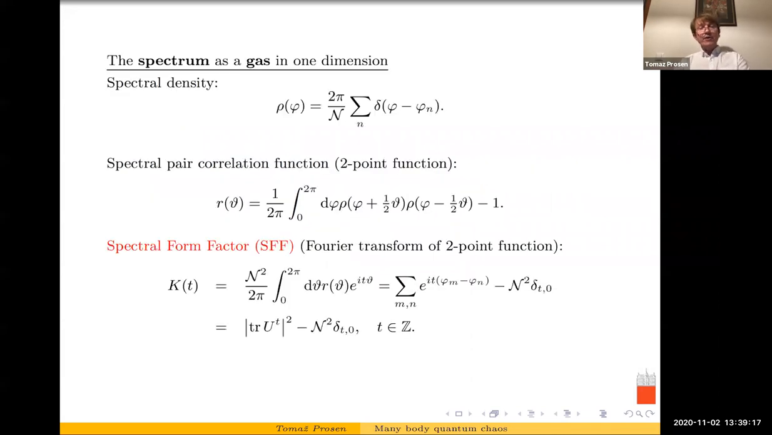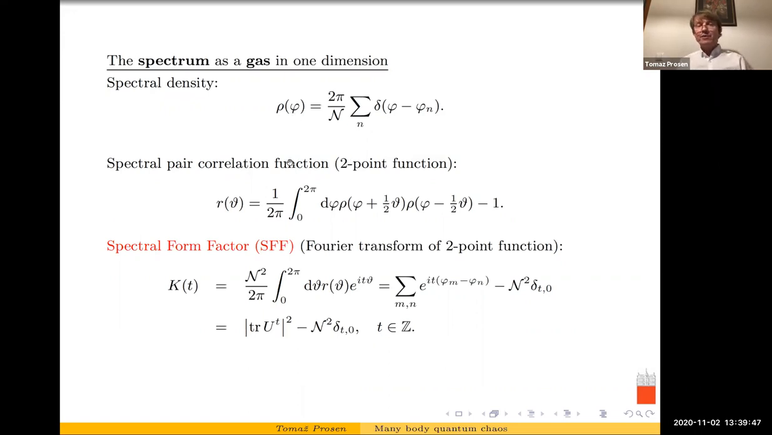Now you can analyze this spectrum. The idea is to characterize spectral statistics in terms of notions of statistical mechanics, and then to compute this or compare it to spectral statistics that you get from dynamical systems, hopefully, again, by analytical means. So let's consider the spectrum of a Floquet system as a gas in one dimension, confined to a circle, which is given in terms of a spectral density, rho of phi.